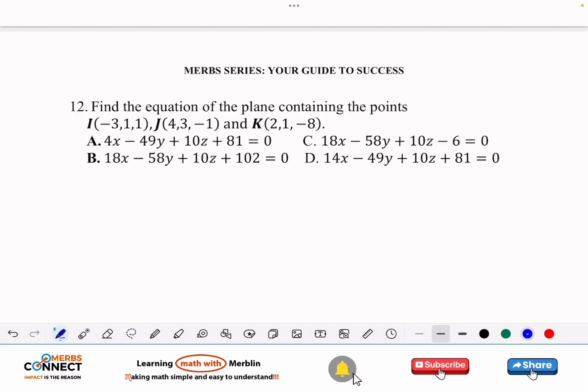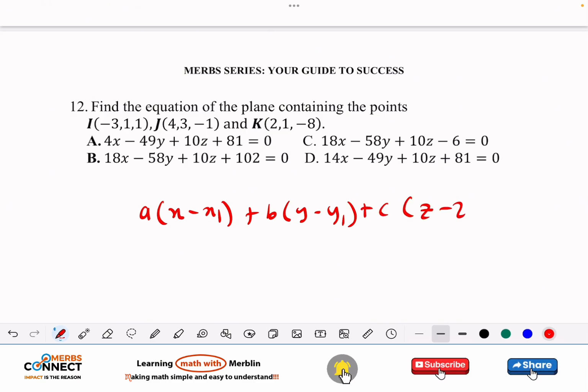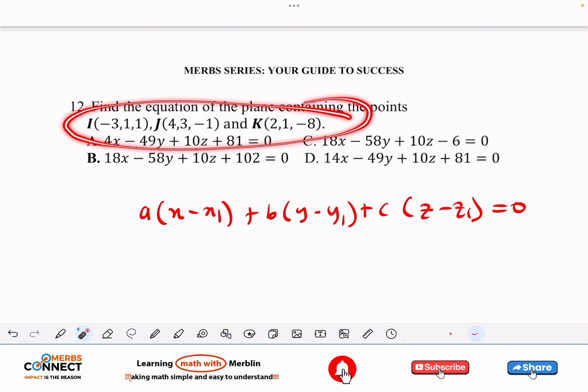Question 12. So question 12, we want to find the equation of the plane containing I, J, K. So first we need the formula. So what is the formula here? A(x minus x1) plus B(y minus y1) plus C(z minus z1) is equal to 0. Now our x1, y1, z1 can be any of the points, right? It can be any of the points, but our a, b, c are the normal vector from ijk, right?